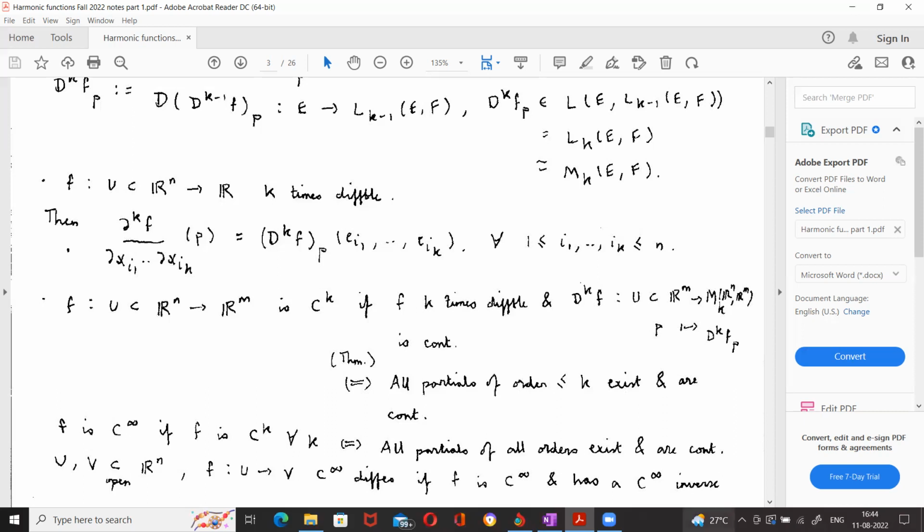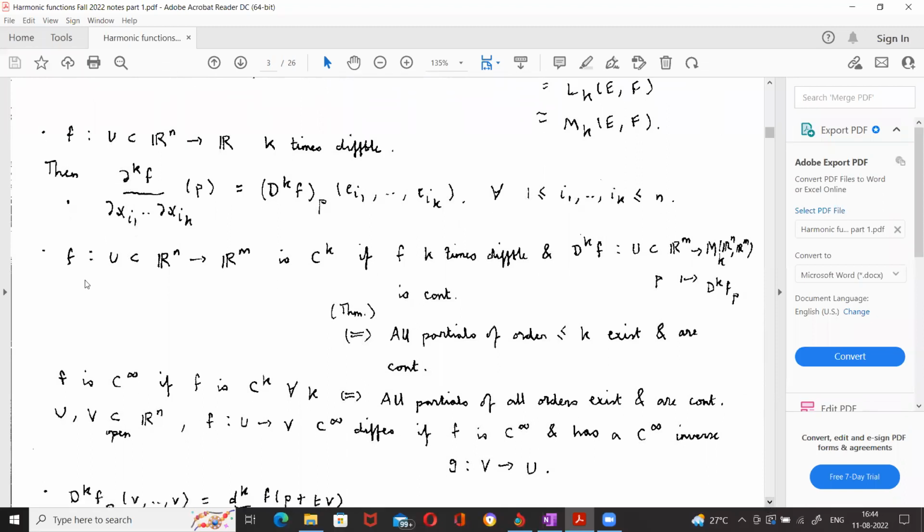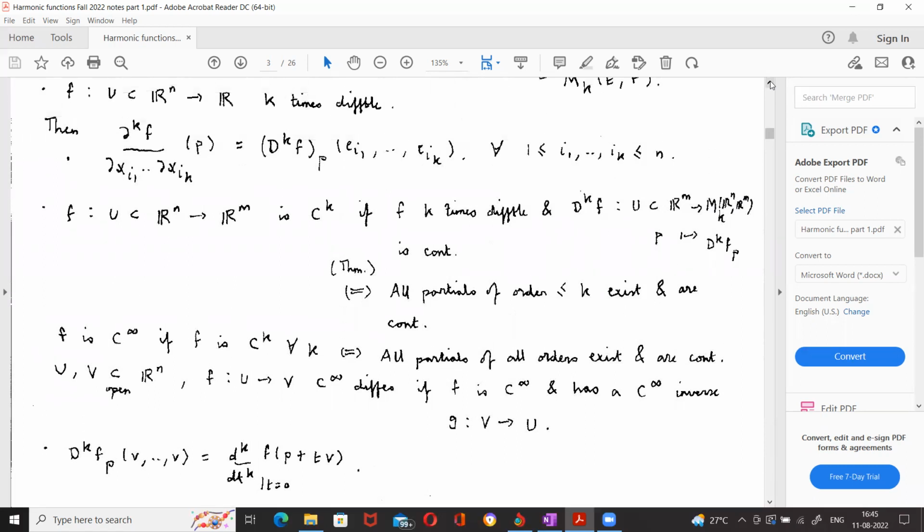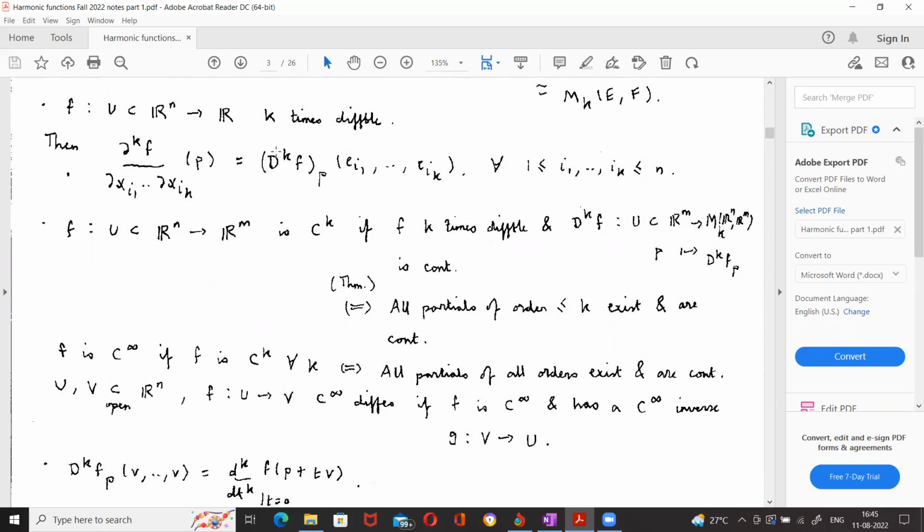Is this all right? And then f is C infinity if f is Ck for all k. This will be if and only if all partials of all orders exist and are continuous. Normally this right-hand side is what is given as the definition of C infinity, but I wanted to make the point that the definition really should be in terms of these higher derivatives as multilinear maps. You see, the information of all the partial derivatives is contained in these multilinear maps. The partial derivatives are just given by applying the multilinear map to the basis vectors.